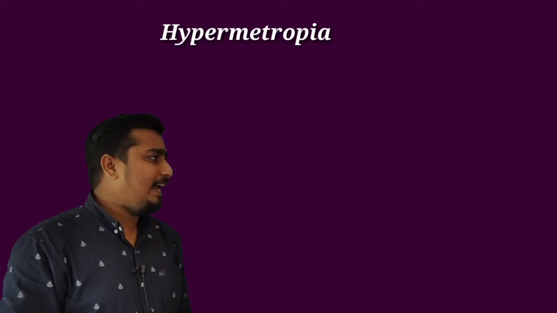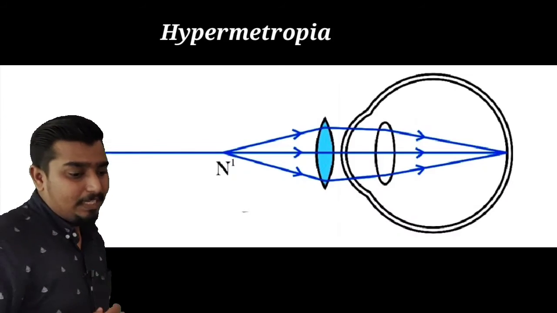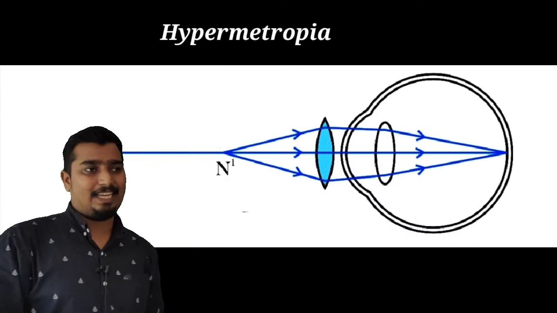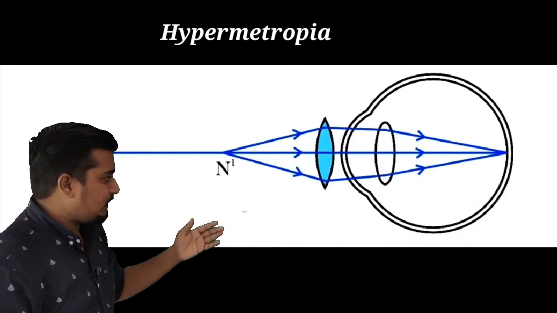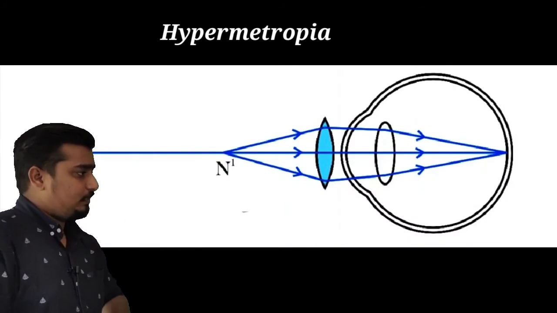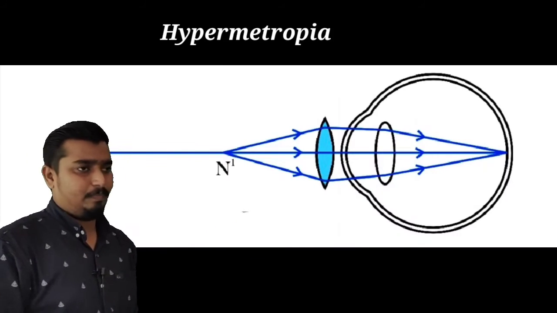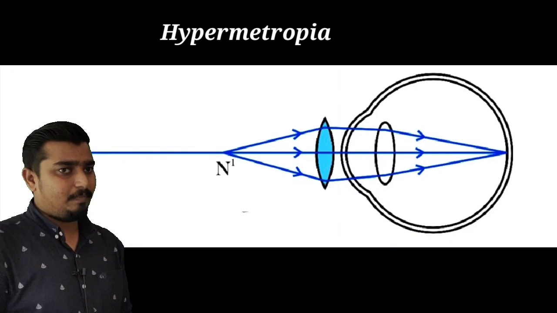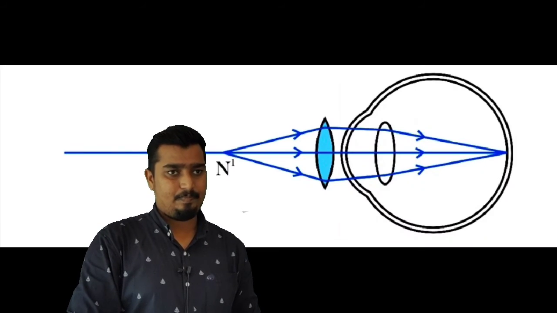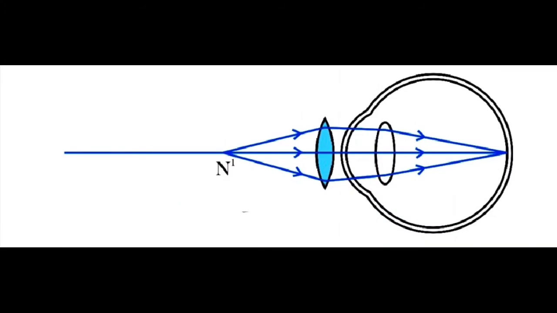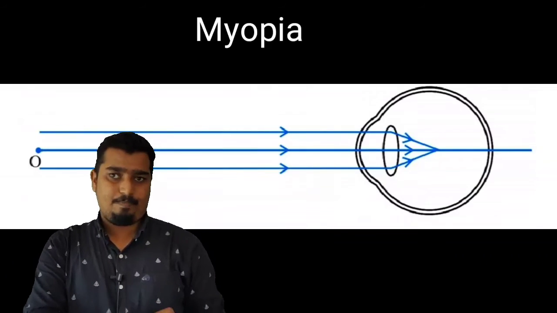And how do we correct this defect? By using a convex lens, we correct this defect. This is the diagram for the corrected eye. Clear? This is hypermetropia.